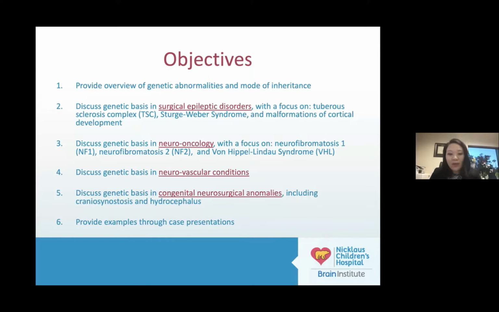So I would like to focus on the genetic basis of surgical epileptic disorders with a focus on Tuberous Sclerosis Complex, Sturge-Weber syndrome, and malformations of cortical development. Then move on to the genetic basis of neuro-oncology with a focus on Neurofibromatosis I, Neurofibromatosis II, and also von Hippel-Lindau. Discuss very briefly the genetic basis of some neurovascular conditions like cavernous malformations and moyamoya disease, and then lastly touch upon genetic neurosurgical anomalies, including craniosynostoses and hydrocephalus.